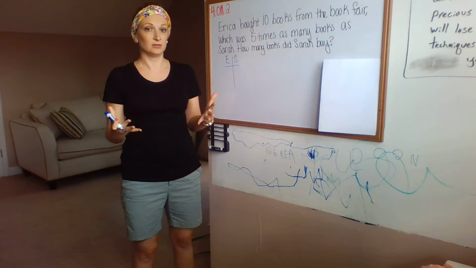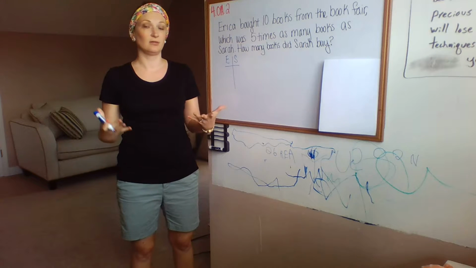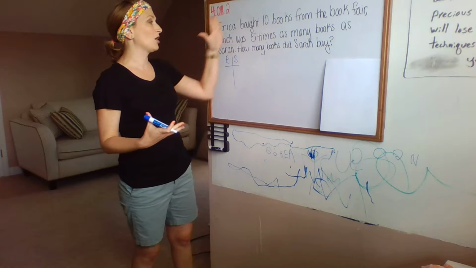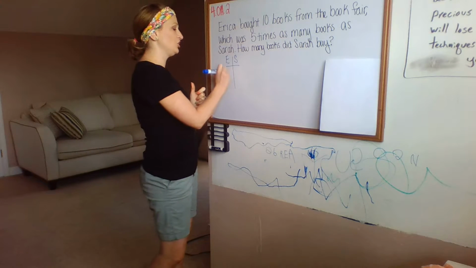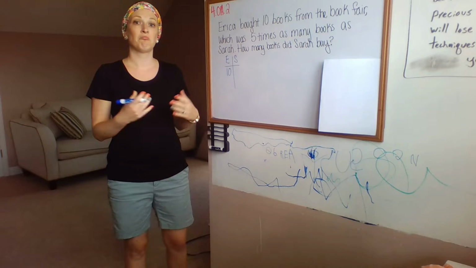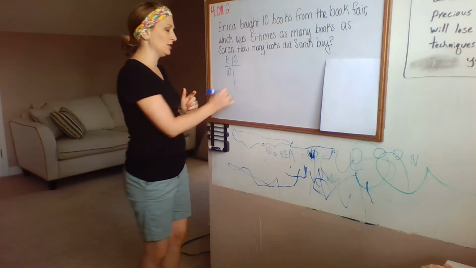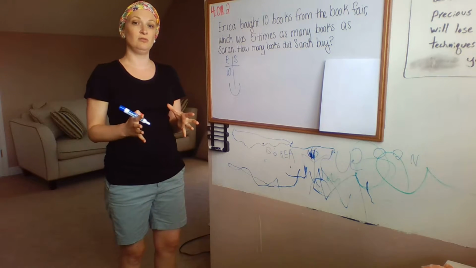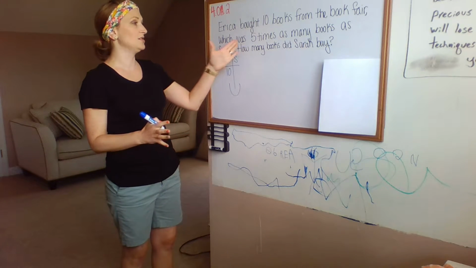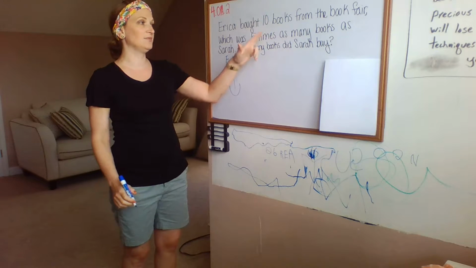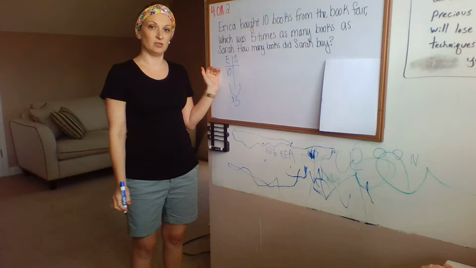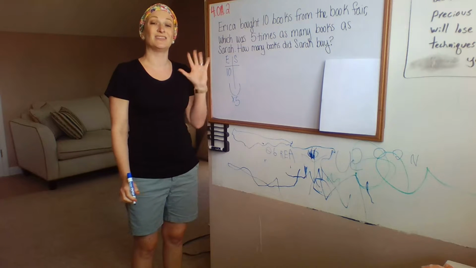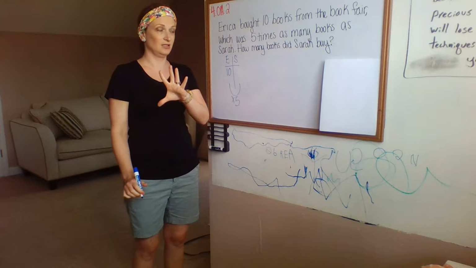Who has what? Who has the actual amount? It says Erica bought 10 books, so we know the value that Erica has. She purchased the 10 books. So what's the relationship between them? The relationship between these two numbers comes from the times as many. So 5 times as many. Erica has 10 books. The relationship between them is 5 times.